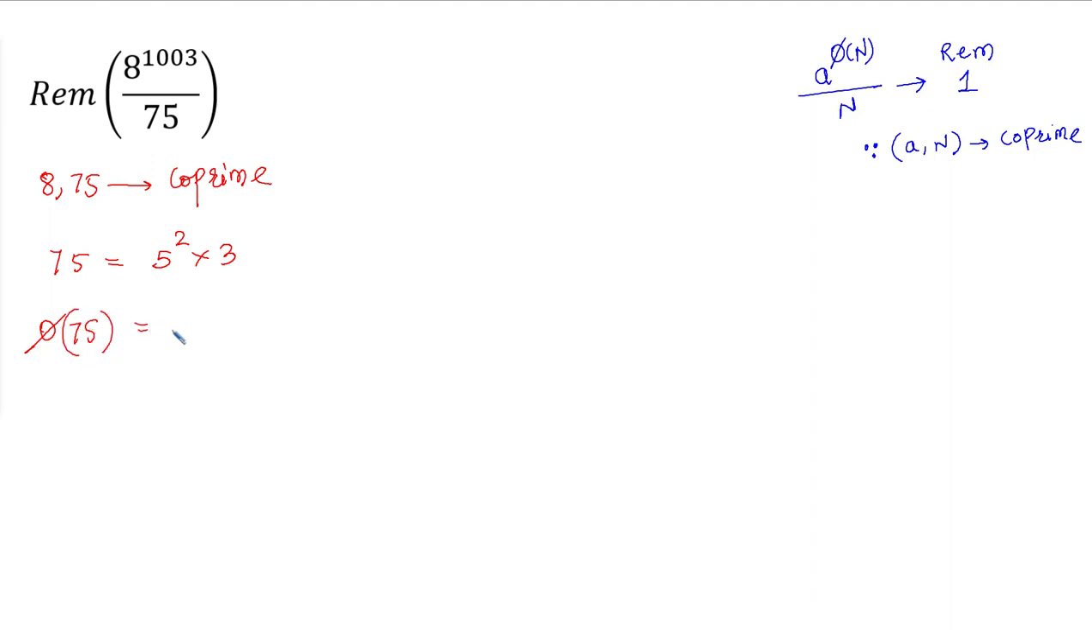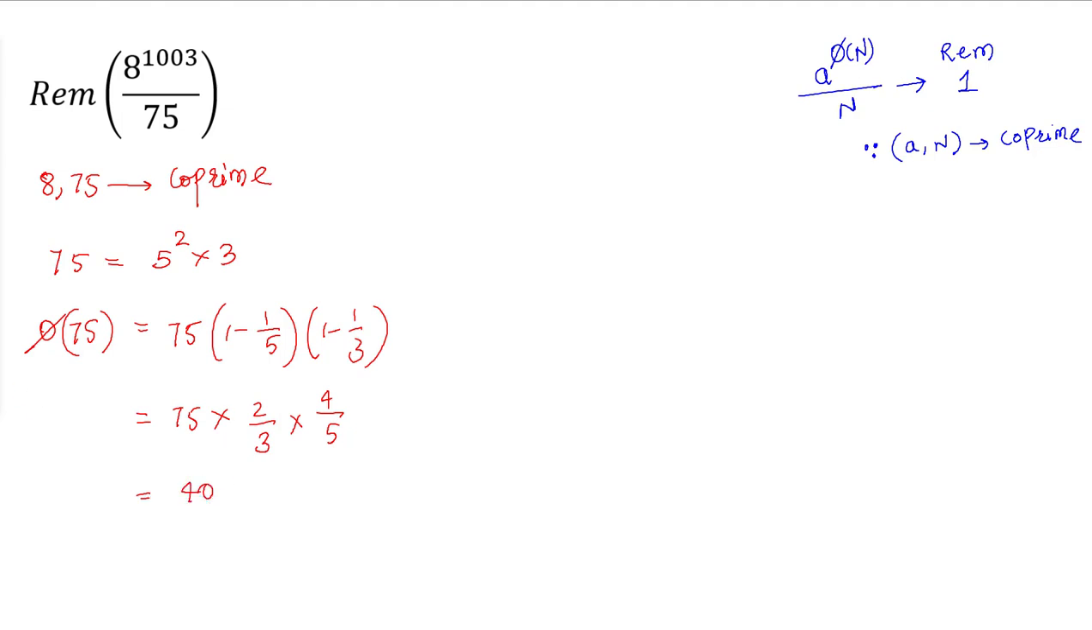Let's have a look at it. The Euler of 75 is 75 into 1 minus 1 by 5, into 1 minus 1 by 3. So that is equal to how much? 75 into 2 by 3, into 4 by 5. So that is going to be how much? Let's have a look at it. 15 5s are, 5 2s are 10, into 4 is 40.